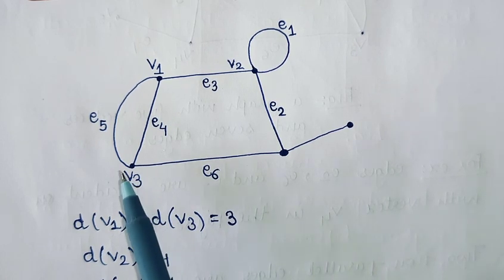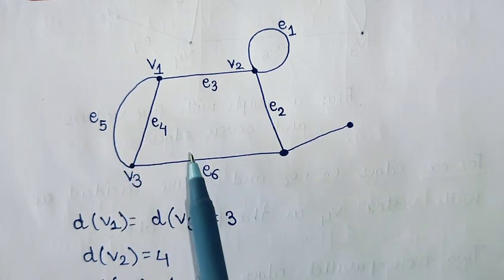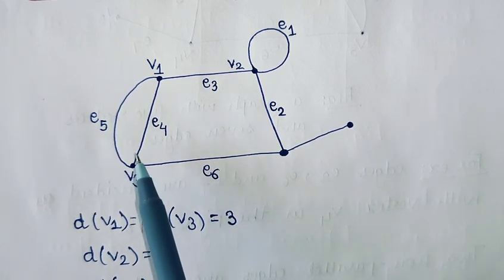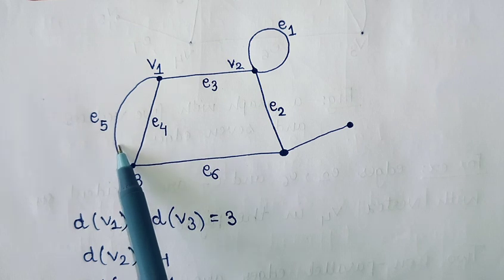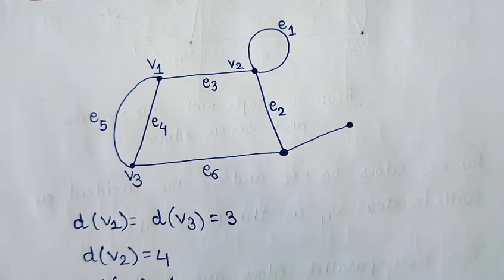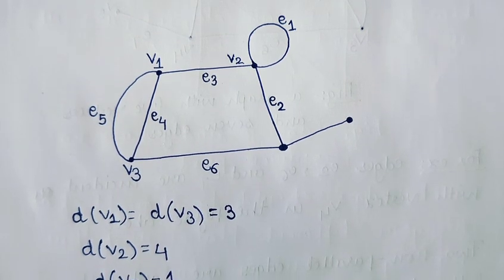Similarly, if we look at the vertex V3, there are again 3 edges incident on it. V3 has edge E4, edge E5 and edge E6 incident on it. Hence, the degree of V3 is 3.